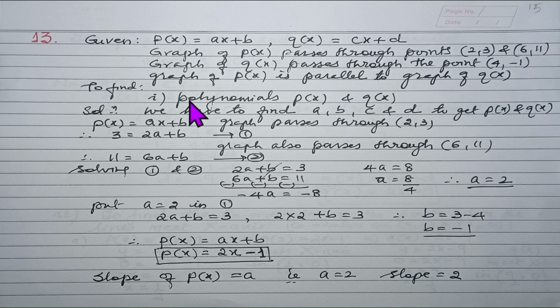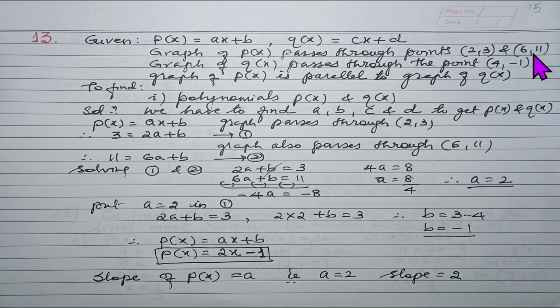Now what is the first question? We have to find the polynomials p of x and q of x. That means we have to know the values of a, b, c and d, and only then can we write these polynomials. Let us see how we can do that. Let us take the first polynomial, p of x is equal to ax plus b. Now that passes through (2, 3), therefore y is 3, so 3 is equal to 2a plus b. That is the first equation.